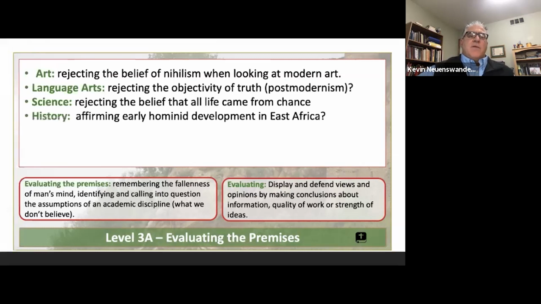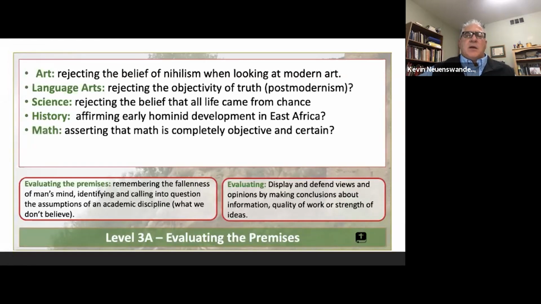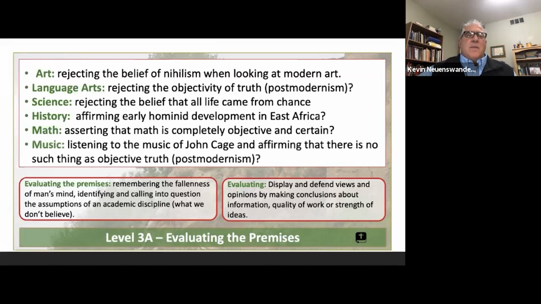History affirming early hominid development in East Africa. Math affirming that math is completely objective or certain. My friends that are atheistic say that there is no objective truth, but they will say that, well, mathematics is constant. And so I ask, well, where does that come from? And they have to just kind of hang their hat in the air to do that.